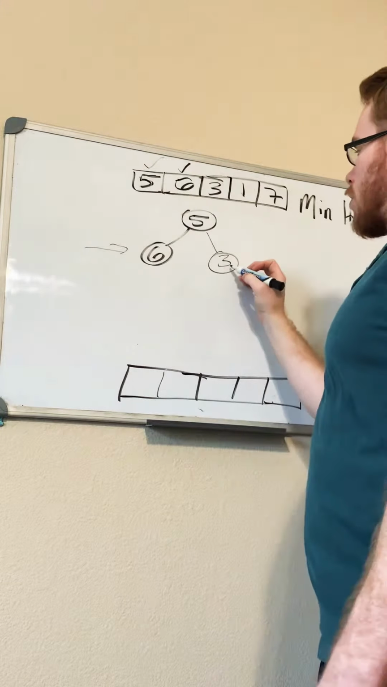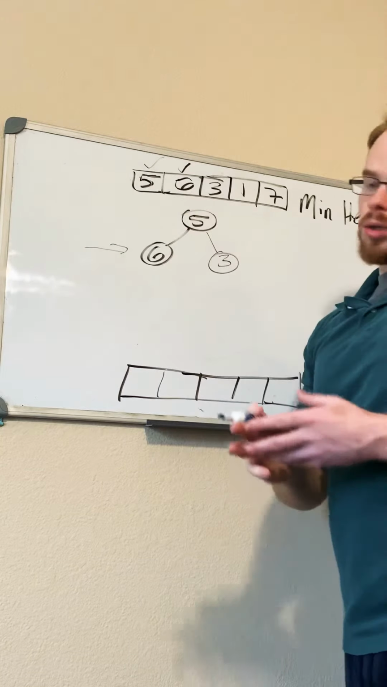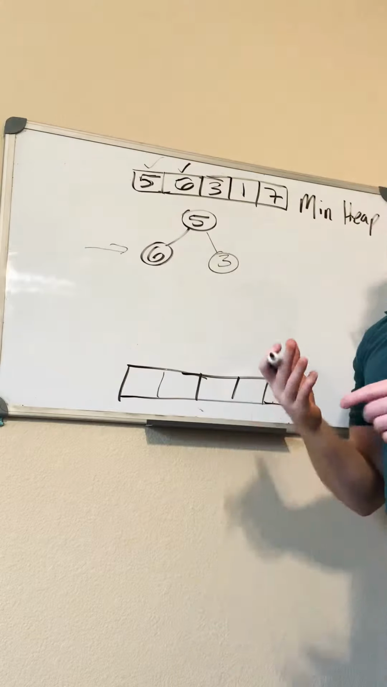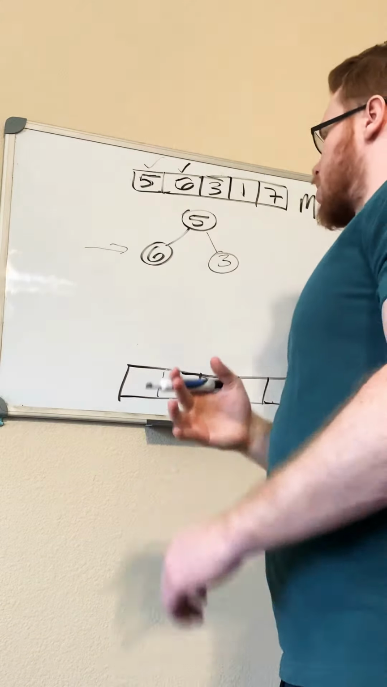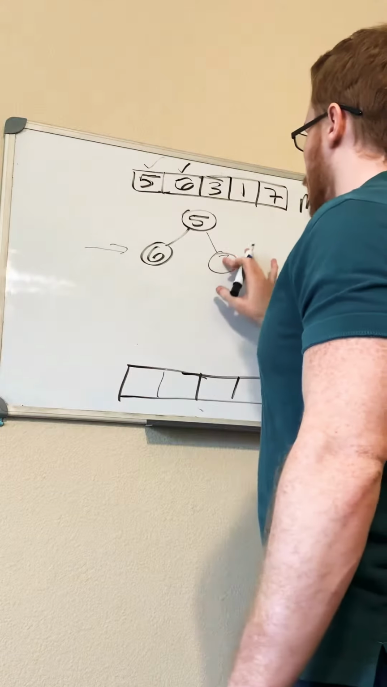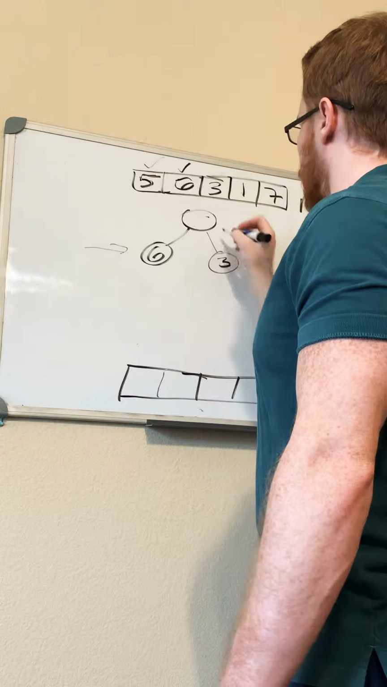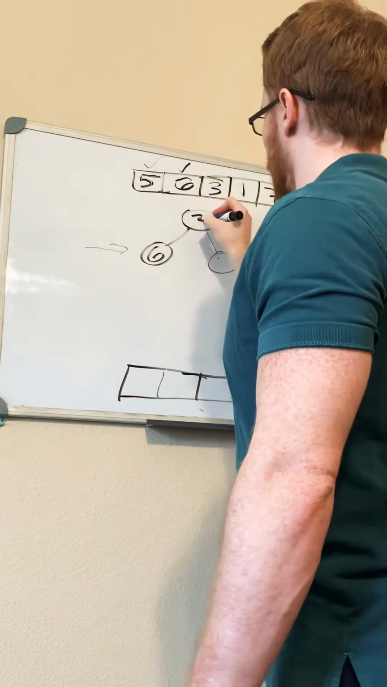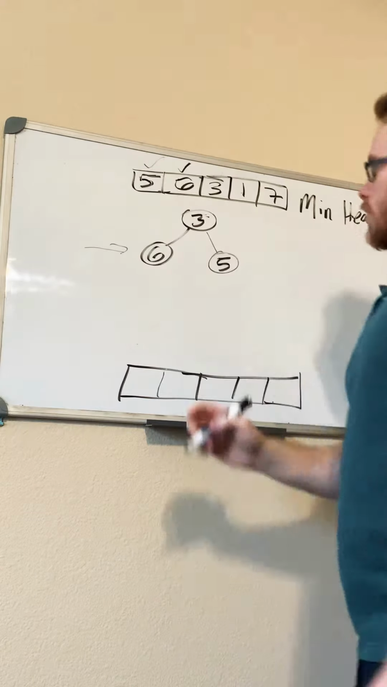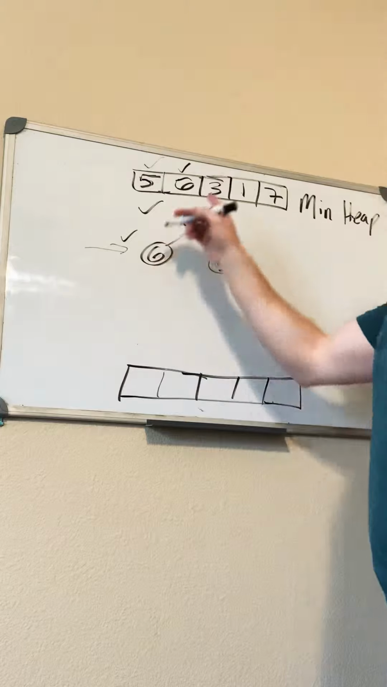So in this case, we added 3. 3 is smaller than 5, so what we need to do is a swap. You might hear it as percolate or bubble up, and I'm going to reference it as a swap. So 3 and 5 swap. Okay. So that row is full, this row is full.